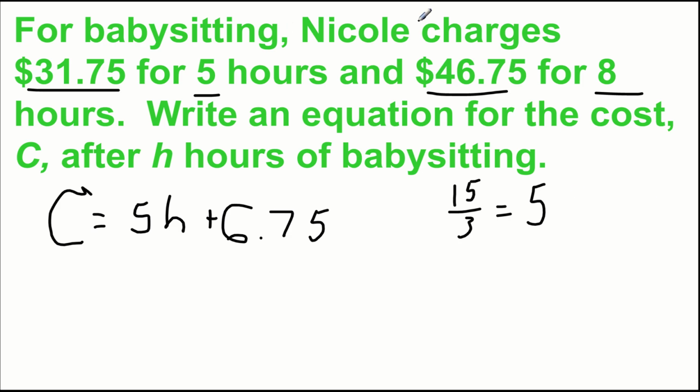Doesn't matter which one you use. This one's probably easier to see it on. So 5 times 8 is 40. We do m times slope times the x value. To get from 40 to 46.75, we need to add 6.75. Questions on that one?